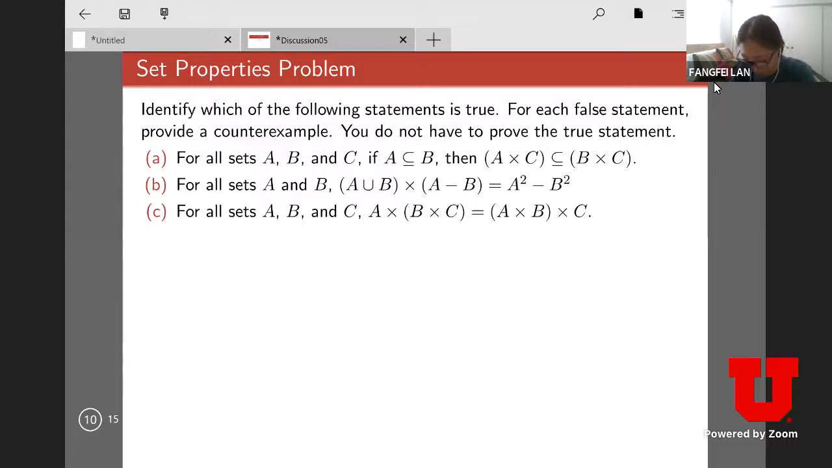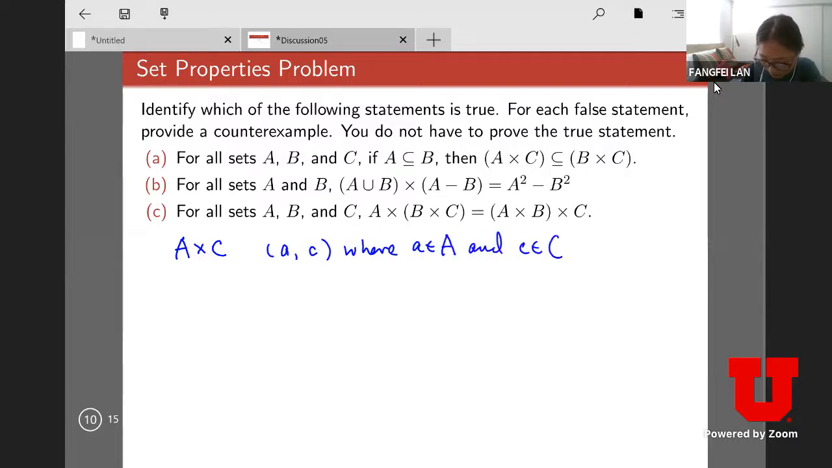Just to clarify, we should probably know that A cross C is the Cartesian product of A and C, and the elements look something like (a, c), where a is in A and c is in C. Cool. What do we think? Is it true or false?